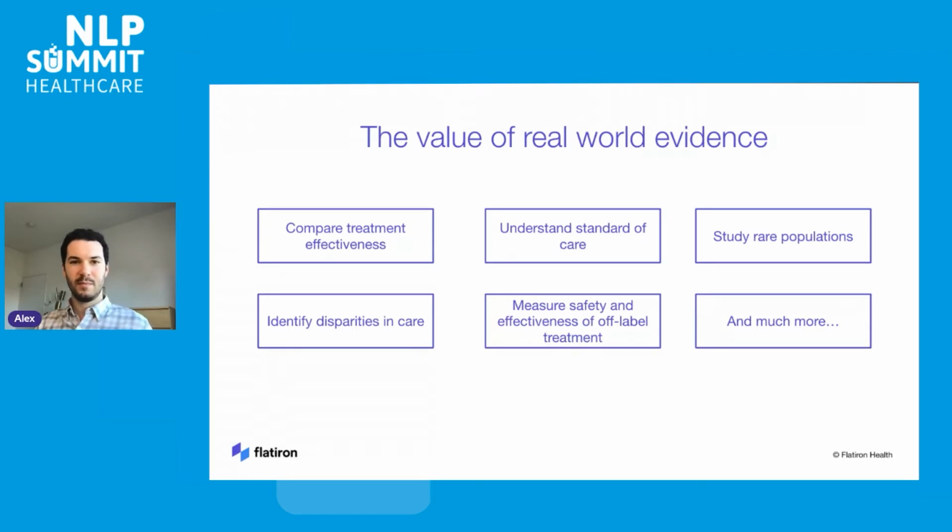So real-world evidence can be used to understand current standards of care, which is a really important step for trial design. It can compare treatment effectiveness across different drugs in the real world to inform guidelines and payer reimbursement decisions. And it can also be used, as I mentioned, to study rare populations, to identify disparities of care among racial, ethnic, or other groups, to measure safety and effectiveness of off-label treatments, and quite a bit more.